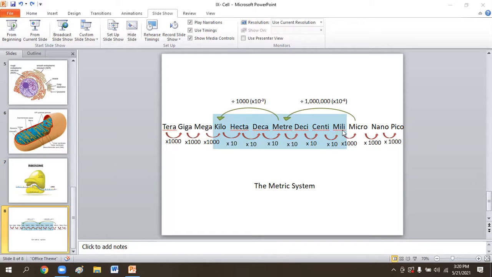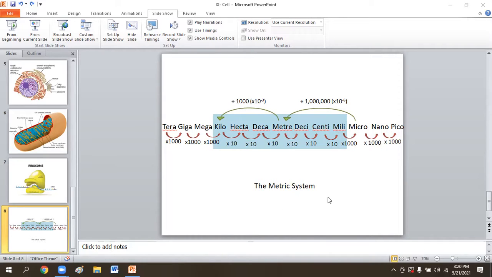If you convert milli to micro, then you will be multiplying with 10 to the power 3. Yes, milli to micro, that's a positive sign. The power will be positive. Wait, ma'am, let me take a screenshot. I will send it as a PDF. Okay, okay, ma'am.